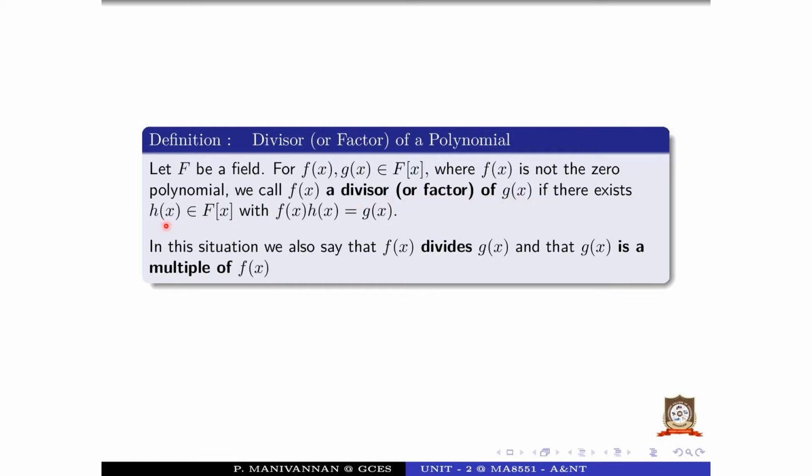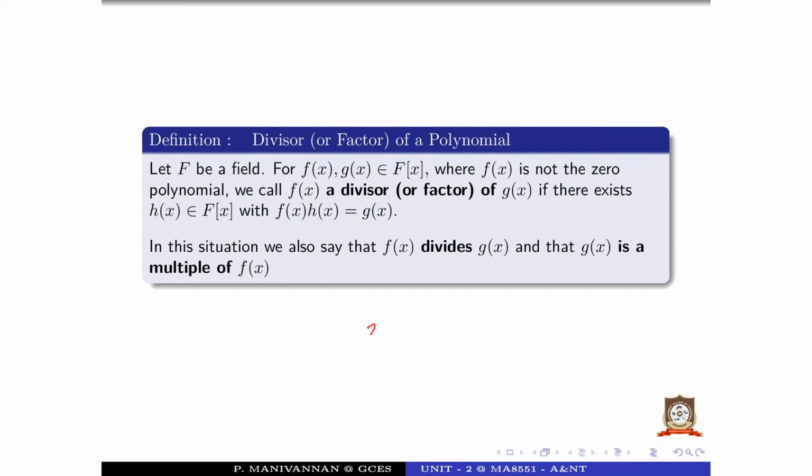if there exists h(x) belonging to F[x] with f(x) times h(x) equal to g(x). g(x) has the divisors f(x) and h(x). These two are the factors of g(x). In this situation, f(x) divides g(x) and g(x) is a multiple of f(x).